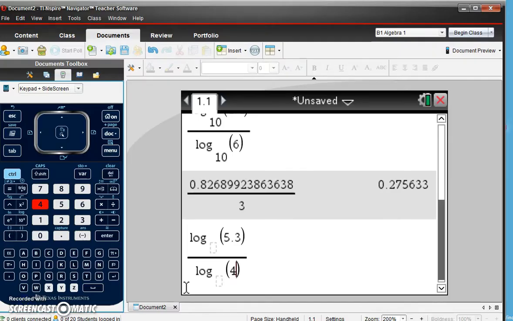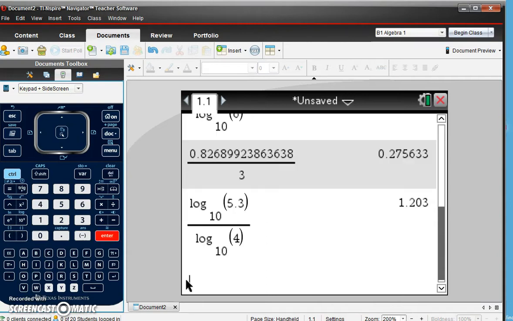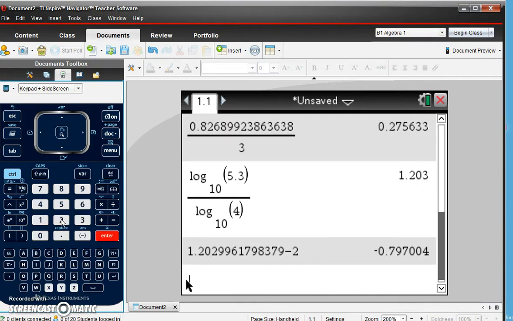All right, so here we have it, the log of 5.3 divided by the log of 4, and we're going to enter it and get 1.203. So I have 3x plus 2 is equal to 1.203. So now I want to move my 2 over, so I'm going to take the answer, control answer, and I'm going to subtract 2. Enter. And that's going to give me the negative 0.797.